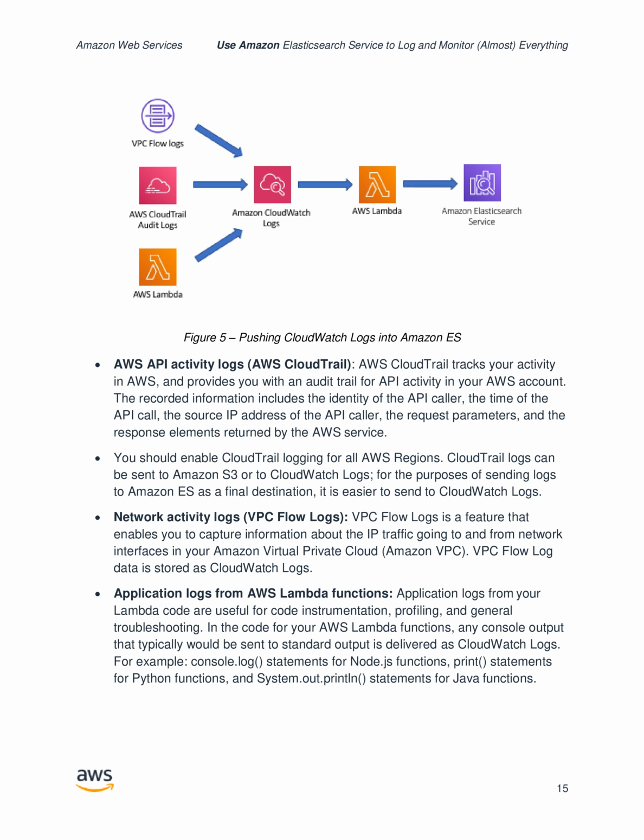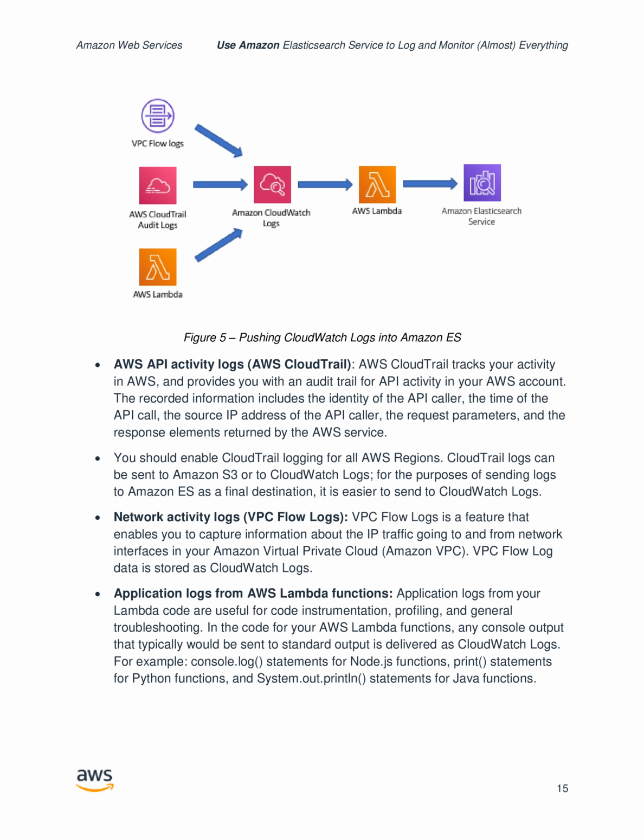AWS API Activity Logs, AWS CloudTrail. AWS CloudTrail tracks your activity in AWS, and provides you with an audit trail for API activity in your AWS account. The recorded information includes the identity of the API caller, the time of the API call, the source IP address of the API caller, the request parameters, and the response elements returned by the AWS service. You should enable CloudTrail logging for all AWS regions.